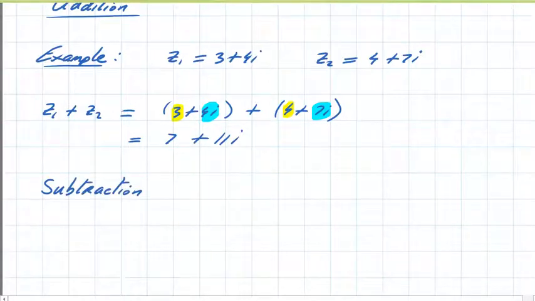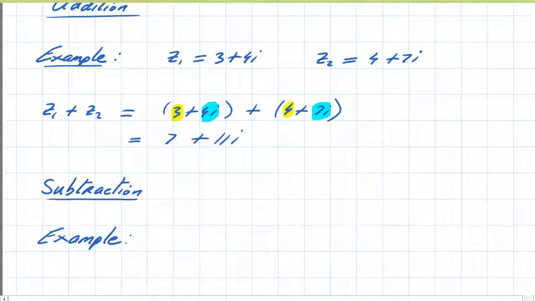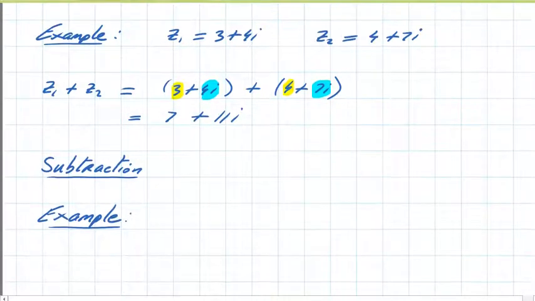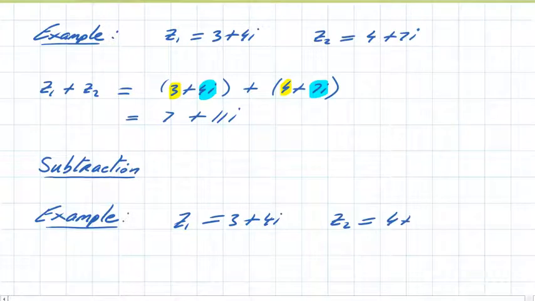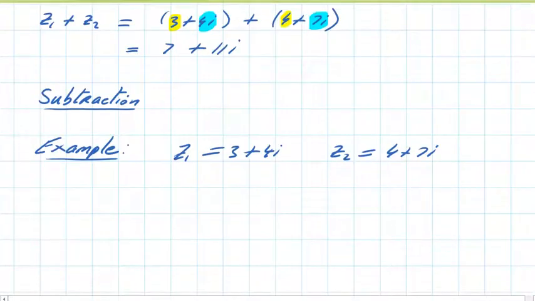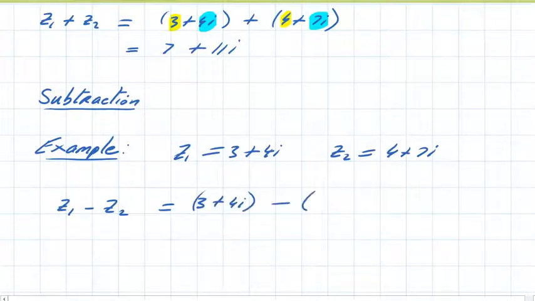So subtraction, another example. You could guess this one as well. Take the same two numbers. If z1 is equal to 3 plus 4i and z2 is equal to 4 plus 7i, well, then if you get z1 minus z2, that's equal to 3 plus 4i, take away 4 plus 7i.